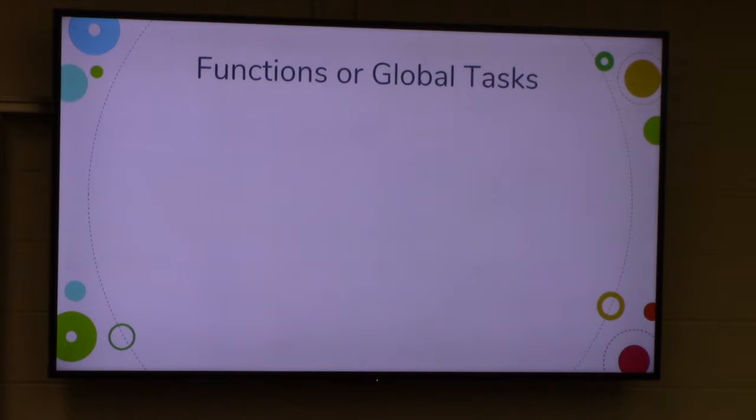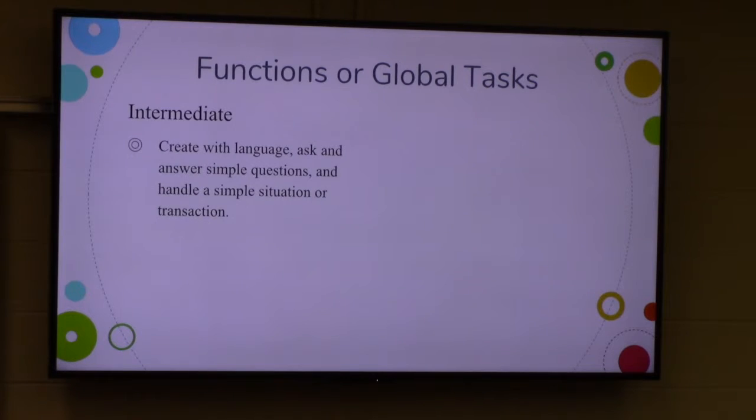And the major part of that rubric is the function and global tasks part, okay? So for intermediate speakers, they can create with language, meaning that they are not using rehearsed language. They're using what they've learned and mixing them and creating, and being able to ask and answer questions, handle very simple situations.